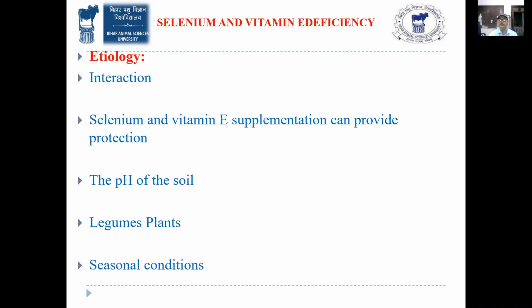Selenium and vitamin E supplementation can provide protection against cardiomyopathy associated with a diet low in selenium, grown on selenium deficient soil. The pH of the soil affects absorption by plants. Alkalinity encourages selenium absorption by plants. Legume plants take up less selenium as compared to the grasses. Seasonal conditions also influence the selenium content of the pasture.